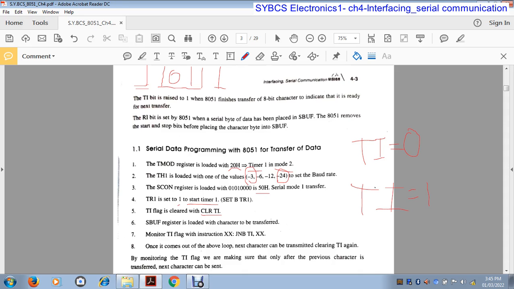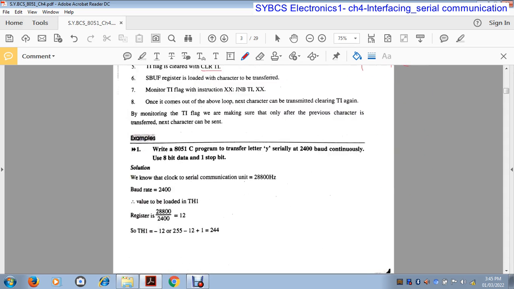Then monitor the TI flag with the instruction JNB. Once it comes out of the loop, go to the next character to be transmitted. So these are the programming steps. Let's start with the programming. After seeing the example, the idea becomes clear how serial communication is done in 8051.